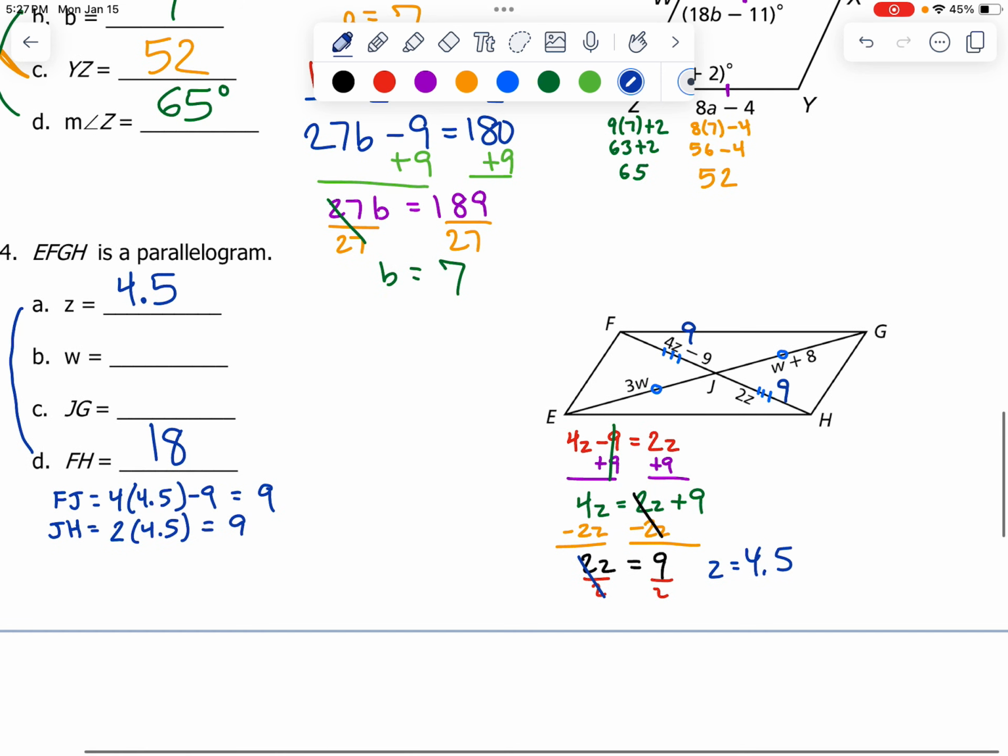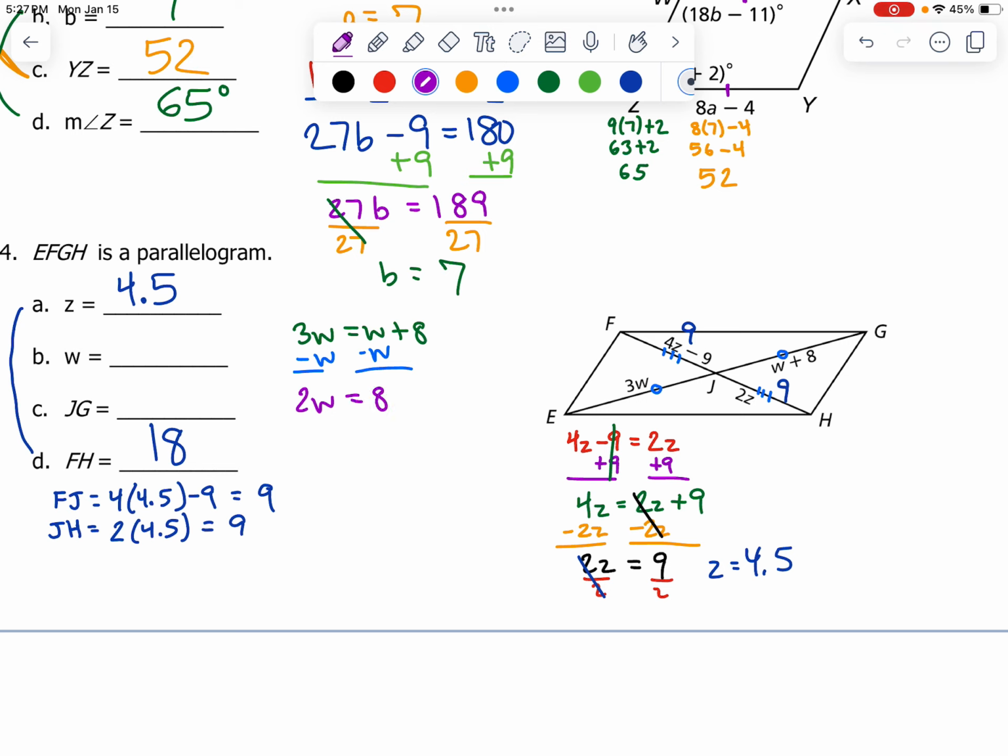All right, now we need to find W. 3W equals W plus 8. So minus W on both sides. 2W equals 8. Divide by 2. And W equals 4. And then they want JG.